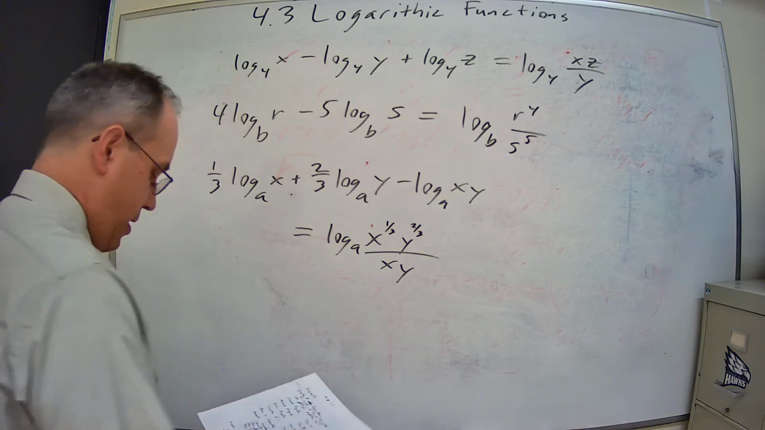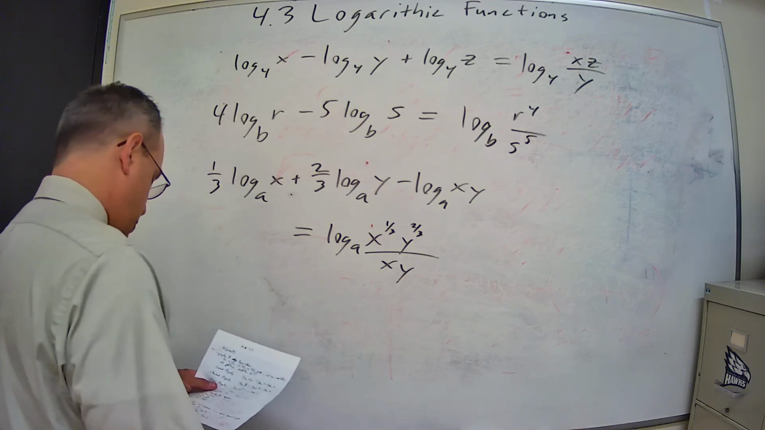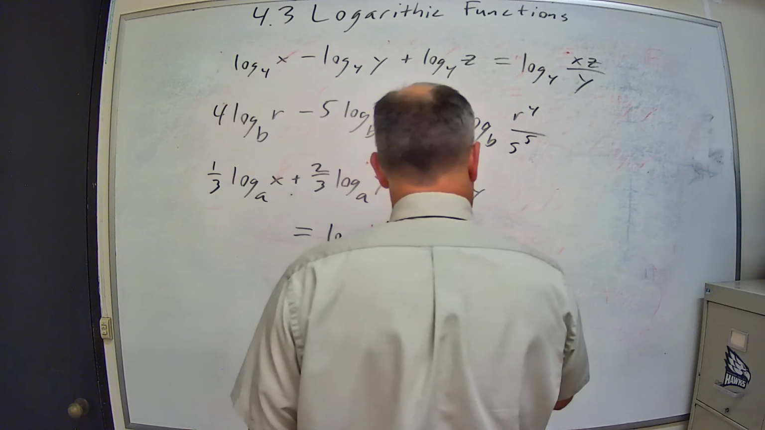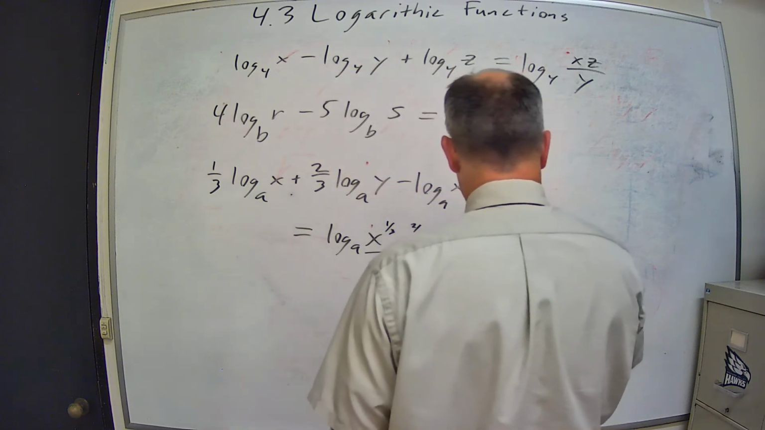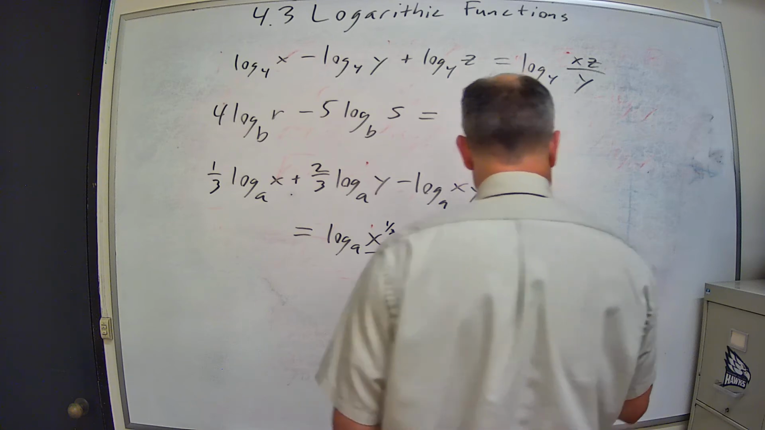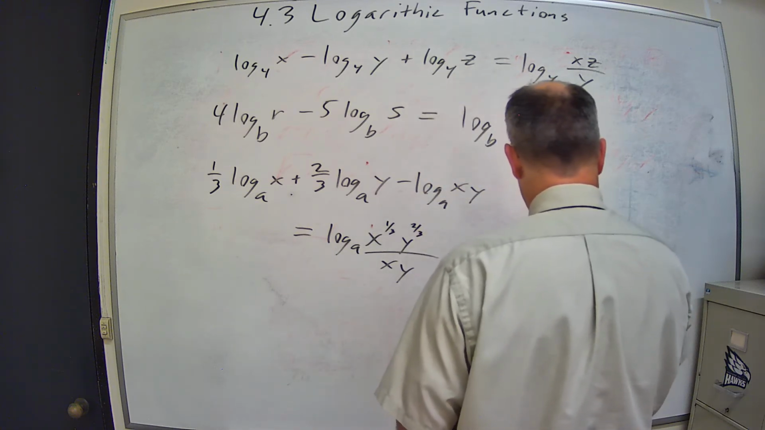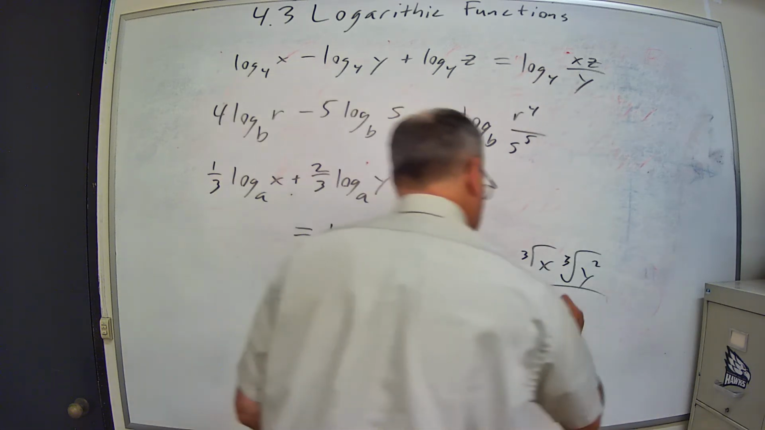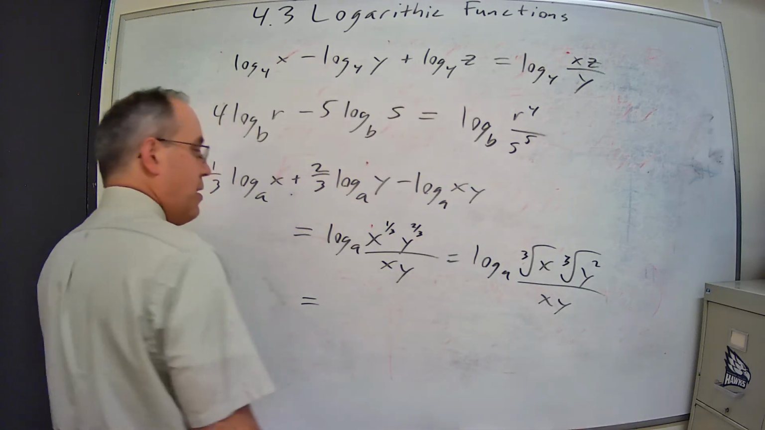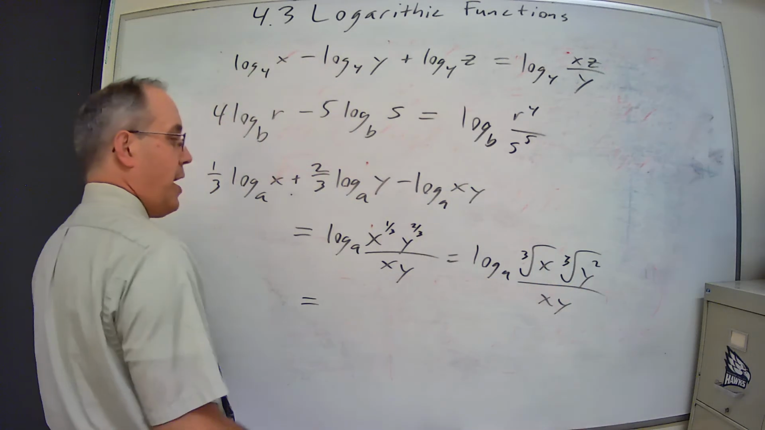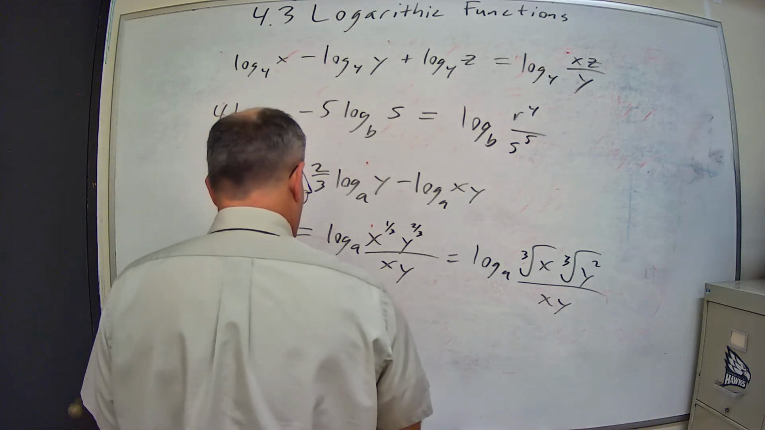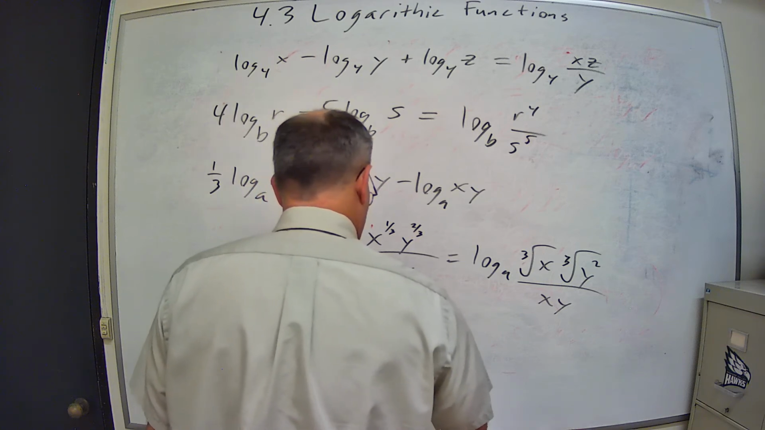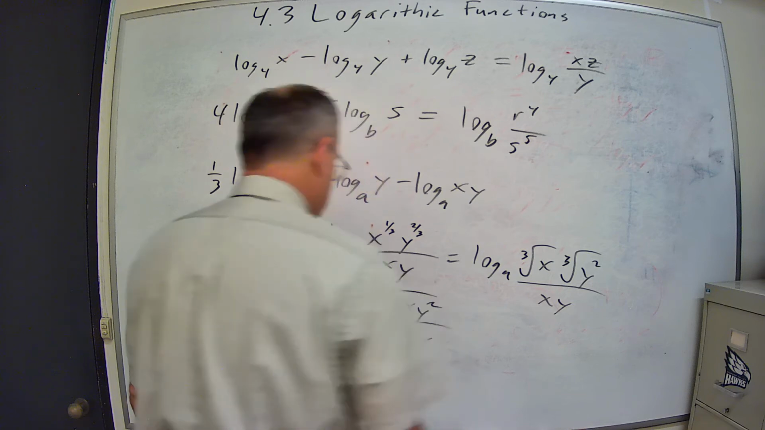and then we can rewrite that in the form of radicals if we want. That will give us log base a of the cubed root of x times the cubed root of y squared over xy. And now I see a cubed root and a cubed root, so I can combine them, and I can say log base a of the cubed root of x y squared over x y.